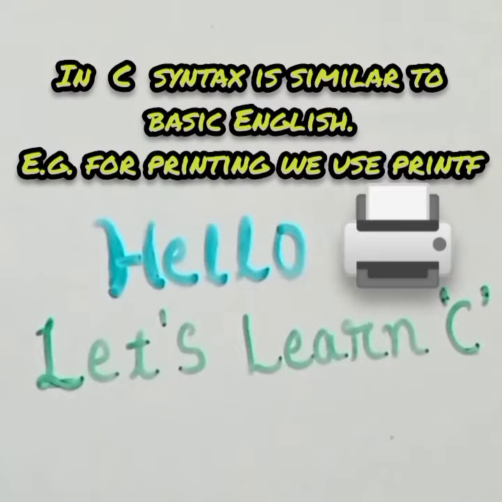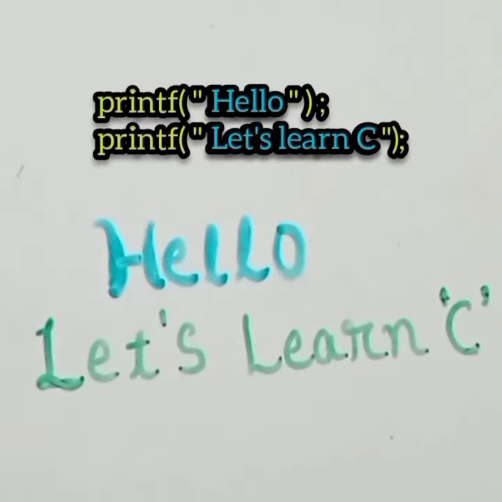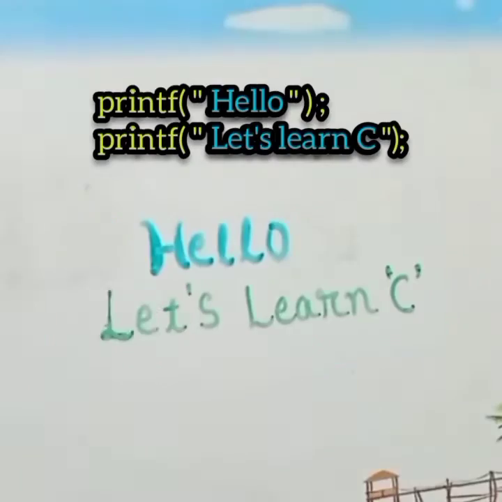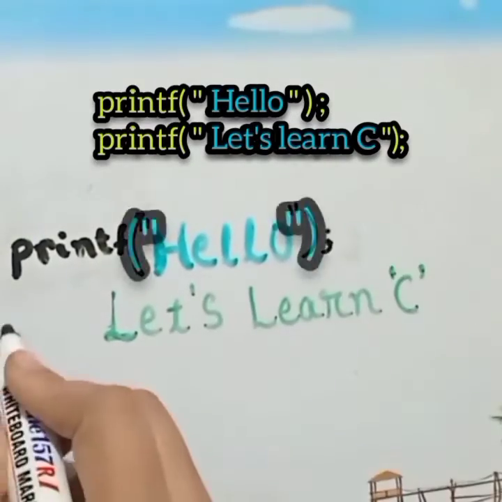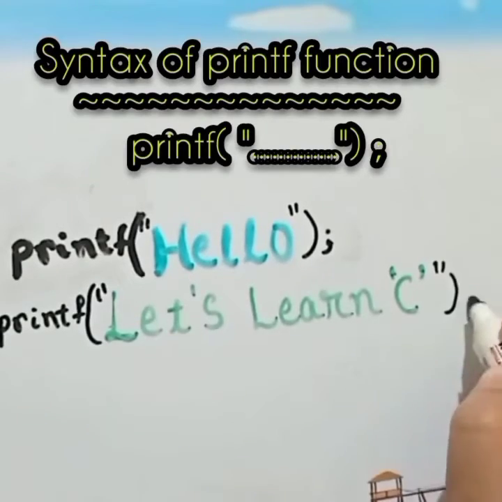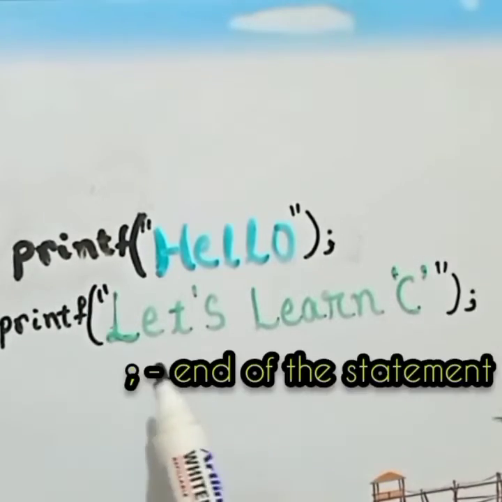When we print something on screen, we use printf function. Whatever we want to print, we put it within bracket and double quote. At the end, we put semicolon. Semicolon is end of the statement.